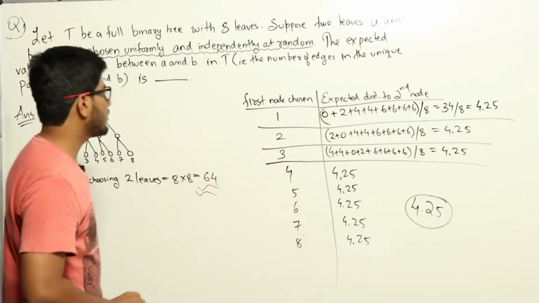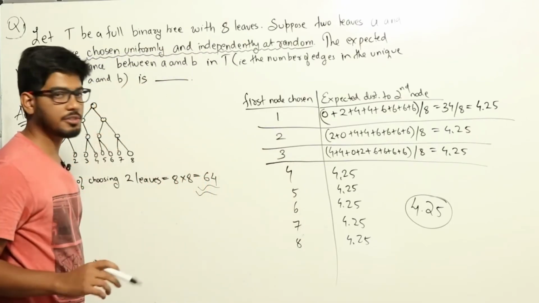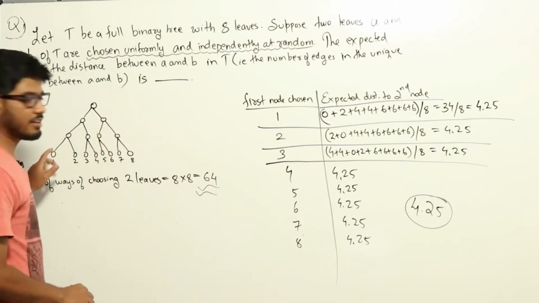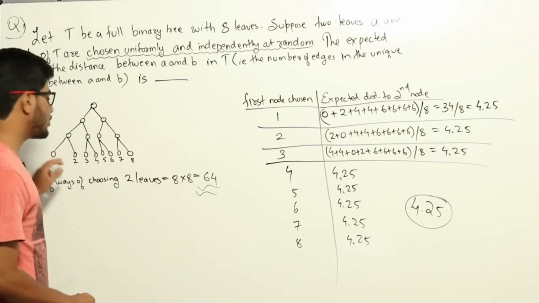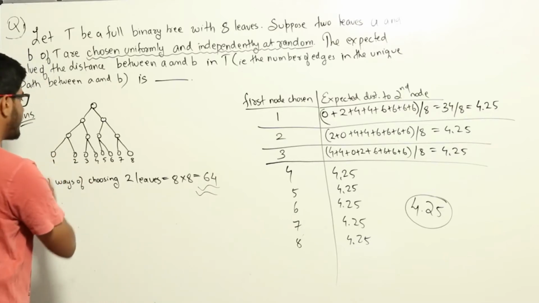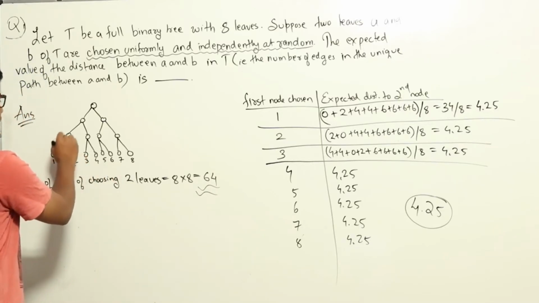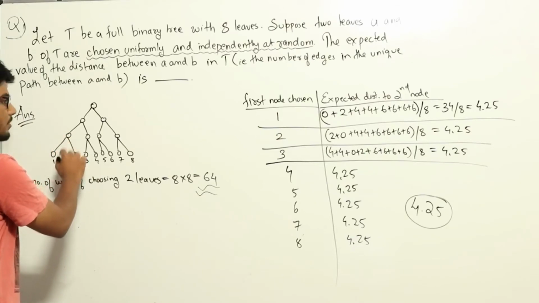Now for choosing the second node there are 8 options available. It can be 1 only. The second node is 1 only. In that case the distance from 1 to 1 will be 0 because it is the same node. Now if the second node is 2, then the distance will be from here to here and here to here, that is distance of 2.